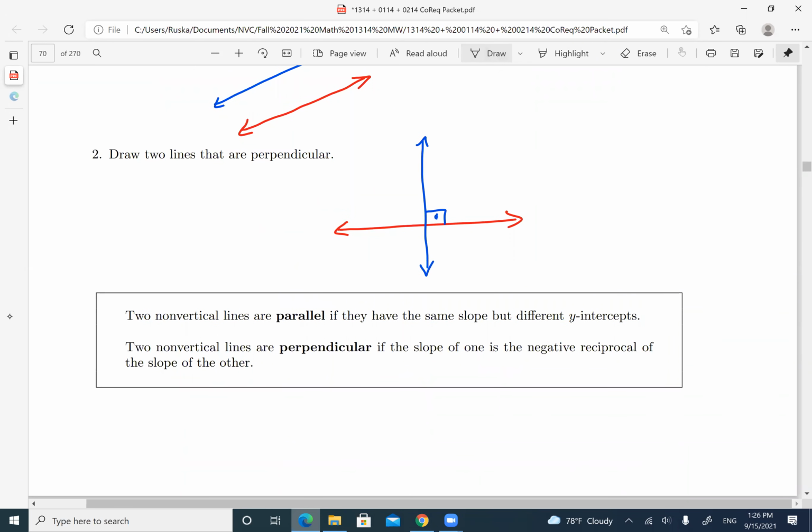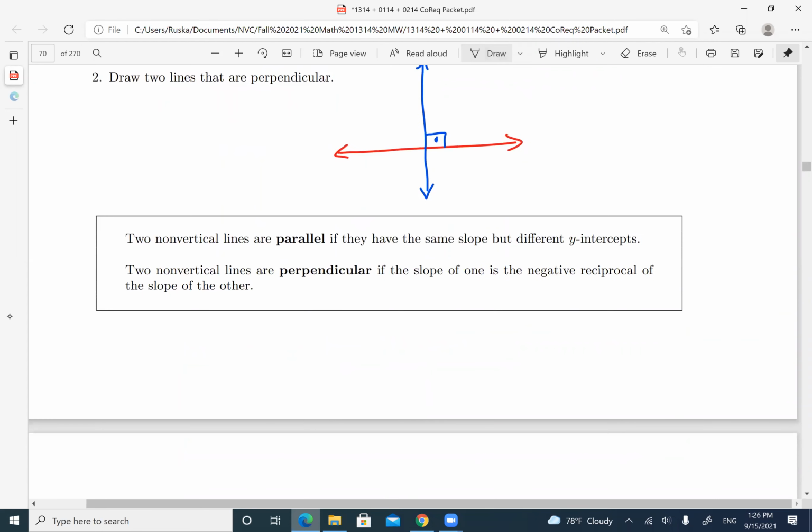Two non-vertical lines are parallel if they have the same slope but different y-intercepts. So this is what you're going to use here. This is an explanation of what parallel lines are, and the properties of parallel lines. So if you have two parallel lines, they have the same slope.